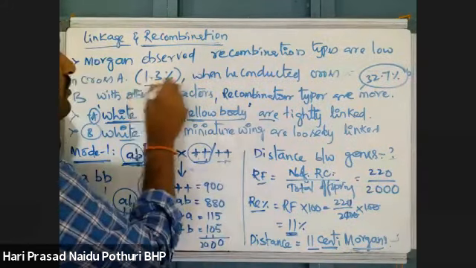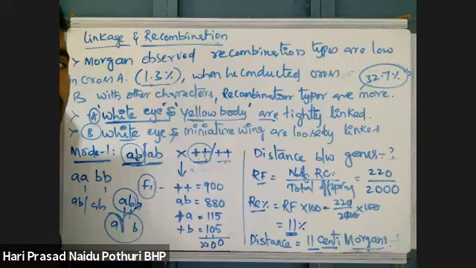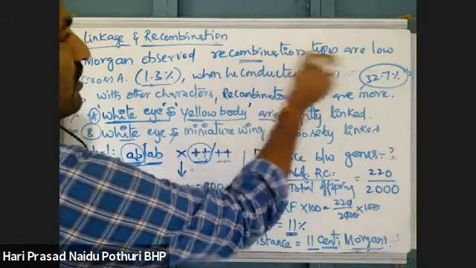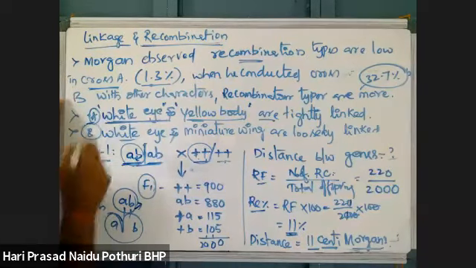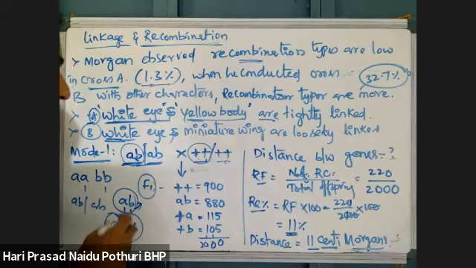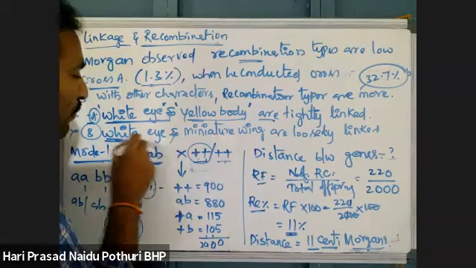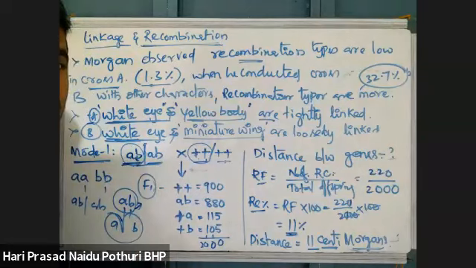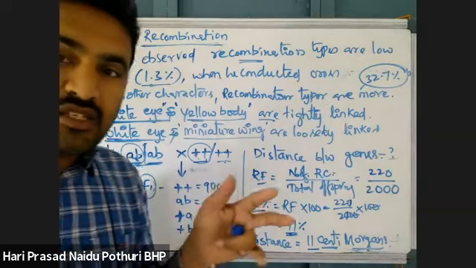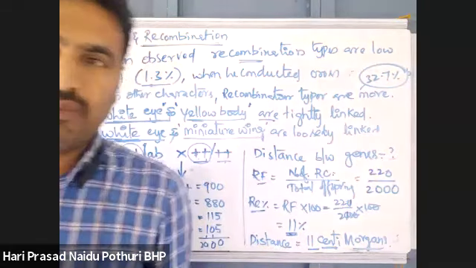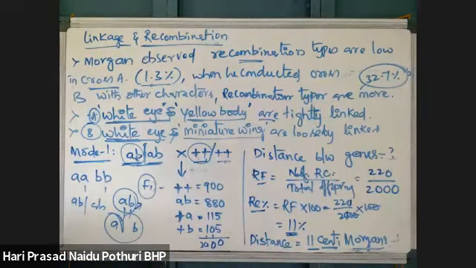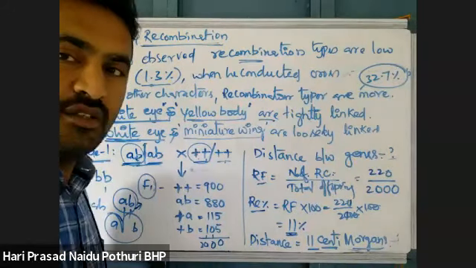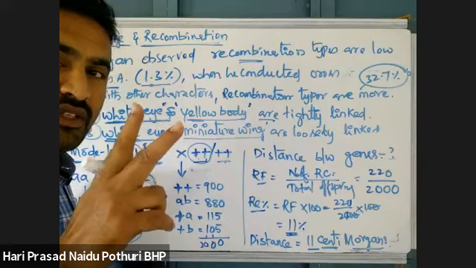See here, when cross A is conducted between white eye and yellow body, that cross shows 1.3% recombination, which means recombination types are low in cross A. Cross B is conducted with white eye and miniature wing. This is not the color of the wing, but the size of the wing. Size is big means female, size is less means male. Miniature wings.